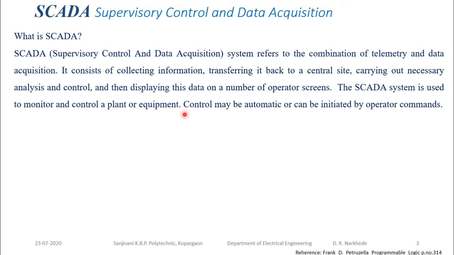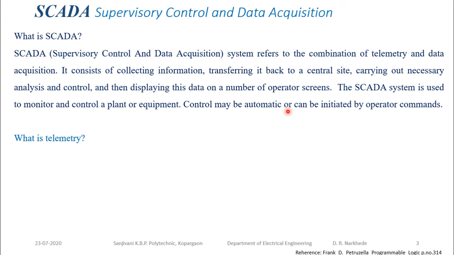There are two types of control possible with the help of SCADA. The control may be automatic if you have given the trigger. At that time, when a particular value of your signal is reached, the control should be triggered automatically. Or it may be initiated by the operator command, or it may be manual. So in SCADA we have two types of control, automatic control as well as manual control.